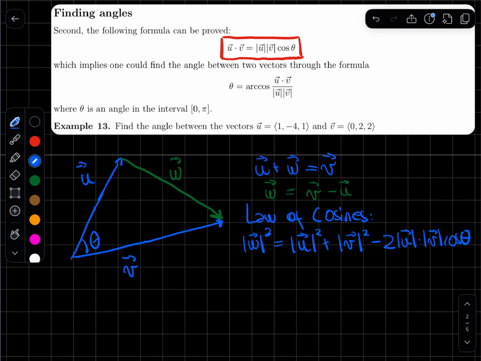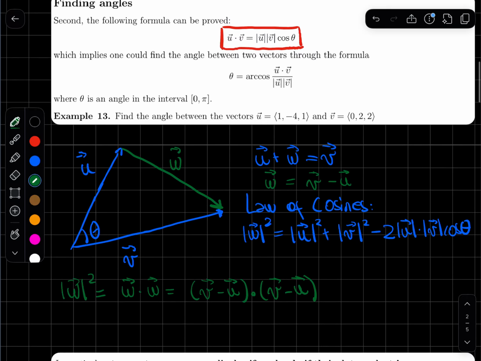But the right-hand side is already kind of close to what I want. You see this here, right? But the left-hand side, if I calculate the magnitude of w squared, that will be the dot product of w with w. And as you know, w is v minus u. You can do the dot product of v minus u with v minus u.